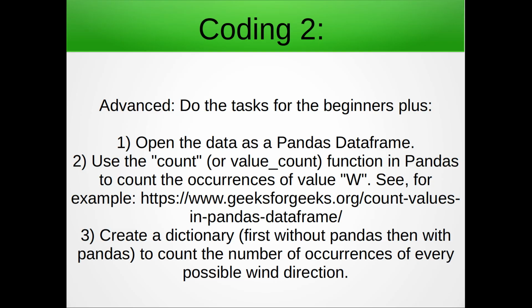For advanced students, do all the same tasks that I have just mentioned, but also open the data as a pandas data frame. Use the count or value count functions in pandas to count the same thing, the occurrences of value W in the 7 o'clock column and in all the data frame. Okay. Create a dictionary, first without pandas and then with pandas to count the number of occurrences in every possible wind direction. Okay. I will do number 1.